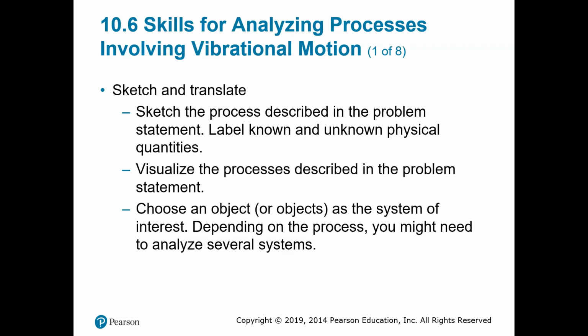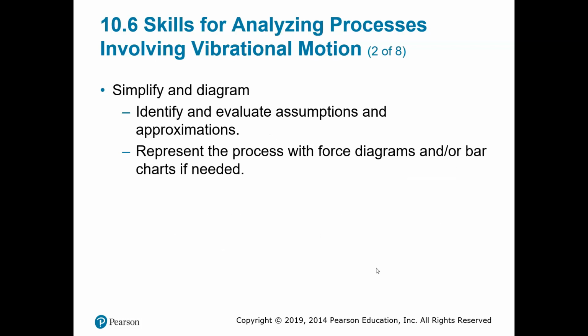Okay, so we're going to look at analyzing the processes that we need to use when we are solving periodic motion or vibrational motion. So the first thing we want to do is sketch a picture. Label what we know, label what we don't know. We want to visualize what is happening. We want to choose an object or objects. We may have to look at more than one system, it just kind of depends. So we are going to simplify what we can and diagram it out. We are going to figure out what we are assuming, what we are not assuming, and we are going to need to take that into account.